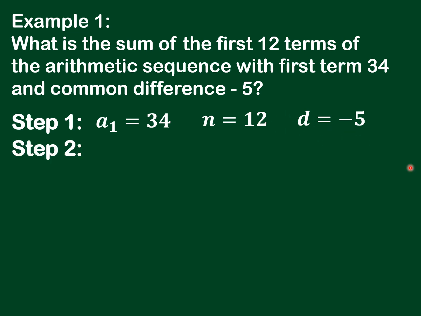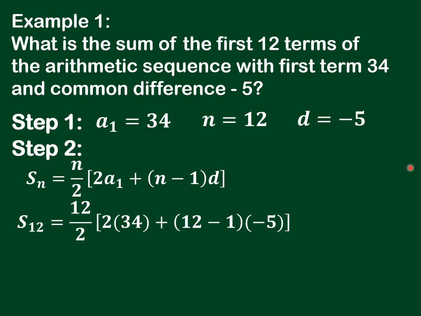For step 2, we're going to use the formula s sub n is equal to n over 2 times the quantity of 2 times a sub 1 plus the quantity of n minus 1 times d. For the substitution, n is 12. S sub 12 is equal to 12 over 2. So the value of n is 12 times the quantity of 2 times 34. 34 is the value of a sub 1 plus the quantity of 12, that is the value of n, minus 1 times negative 5. And this is now the value of d.